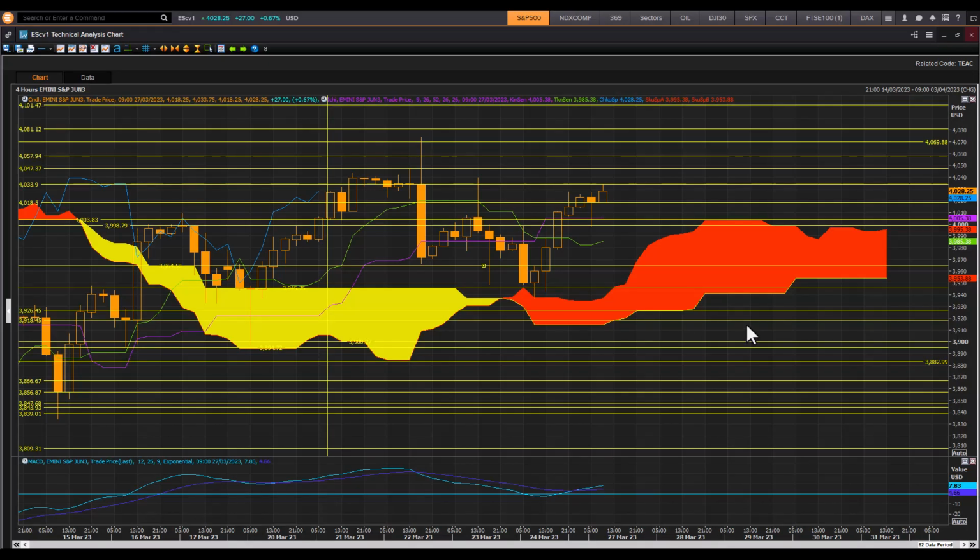Morning, traders. Richard here doing a quick Ichimoku cloud chart market review of the S&P 500 Index Futures contract, the E-minis. I've got the 4-hour Ichimoku chart up here.